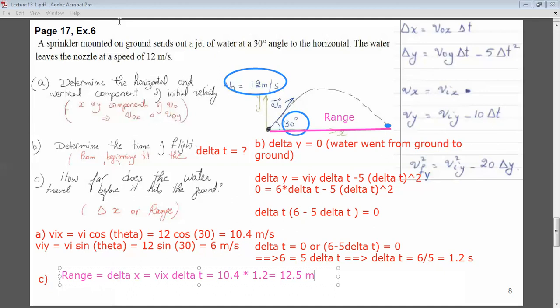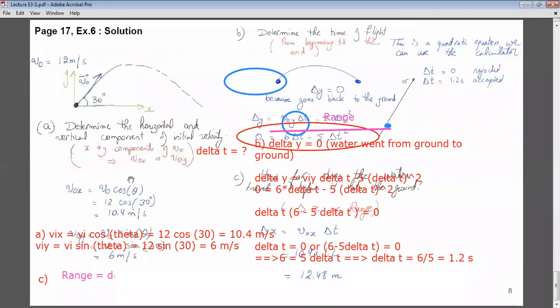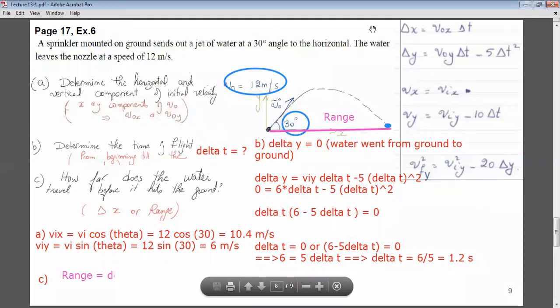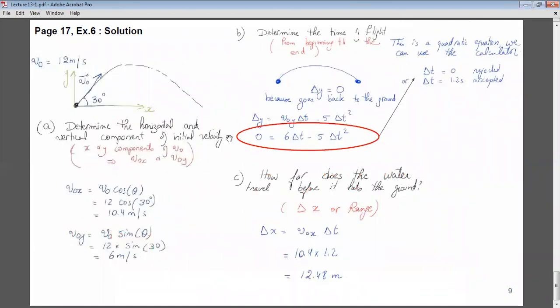You can also find the solution here. Okay, so here 0 equals 6 delta t minus 5 delta t squared. You can solve it using a calculator and you will get these two answers, or you take delta t as a common factor, and you will get delta t equal to 0 or 6 minus 5 delta t equal to 0, and both will lead to the same answer. So this is our lecture for today.